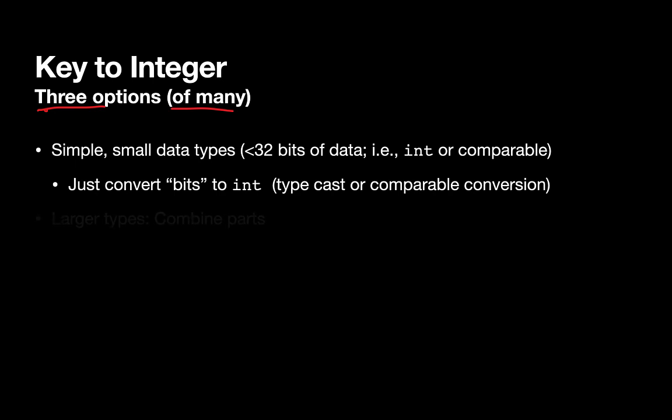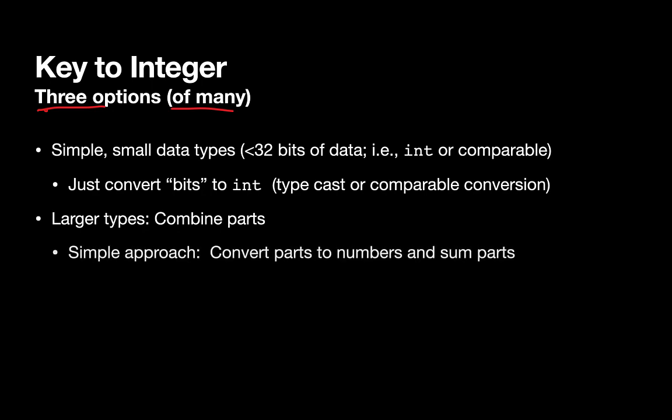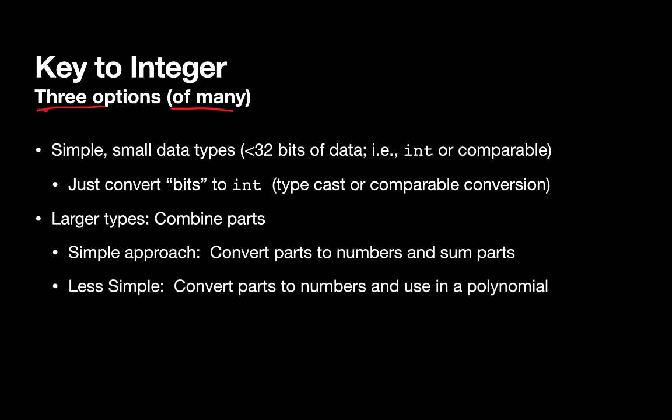So if we've got a larger data type that's made up of multiple parts, we can somehow combine together those independent parts. So we'll briefly cover two different approaches to this. The simplest possible approach is just to take each part and make it into a number, and then sum up the value that you get from each part. And then a slightly more sophisticated approach would be to convert the parts into numbers still, but use a polynomial of some sort to combine them together instead of just a simple summation. So we'll look at these in turn, starting with the simple combining parts approach.